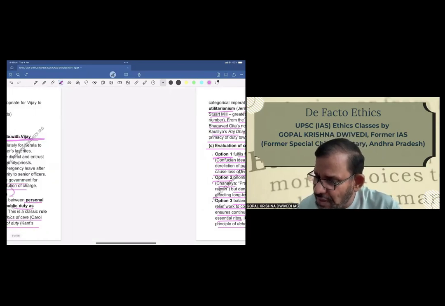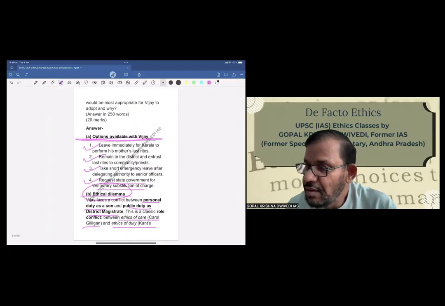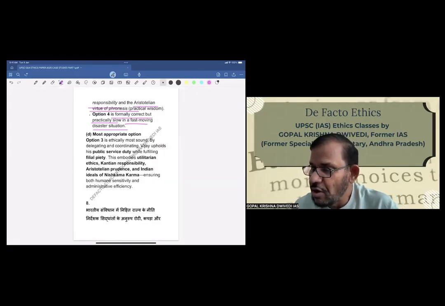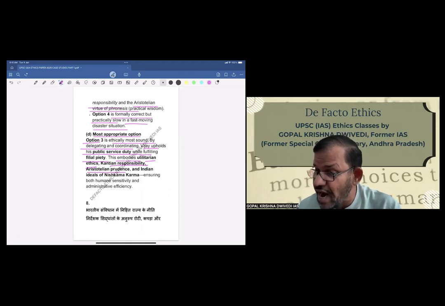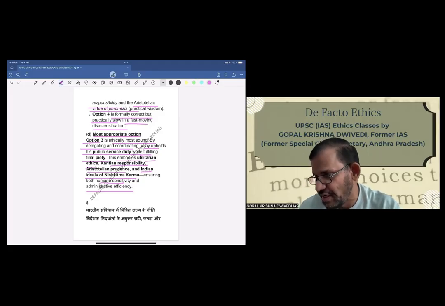So now, what is the last part of the question? Which option do you think would be most appropriate for Vijay to adopt, and why? So now we have to go to that part. The most appropriate option is option 3, which is ethically most sound. By delegating and coordinating, Vijay upholds his public service duty while fulfilling filial piety. This embodies utilitarian ethics, Kantian responsibility, Aristotelian prudence, and also the Indian ideal of Nishkam Karma, ensuring both human sensitivity and administrative efficiency.